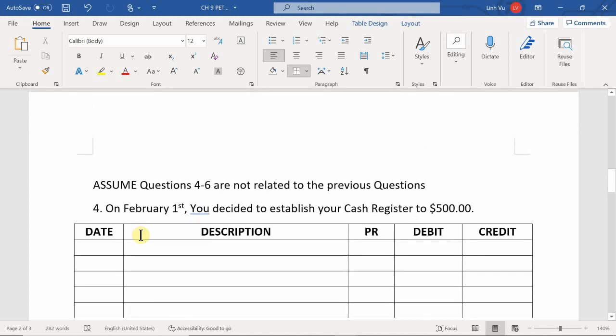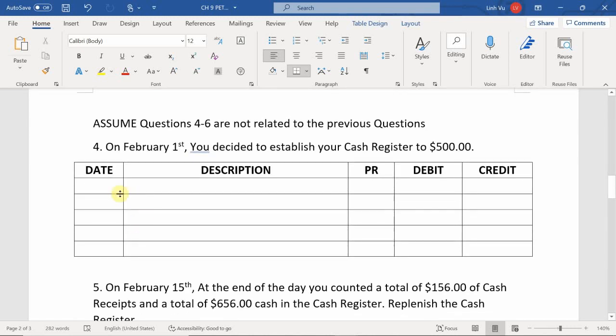All right. Assume that questions 4 through 6 are not related to the previous questions. So, a completely new, different scenario. On February 1st, you needed to establish your cash register to be a total of $500. So how do you establish your cash register?